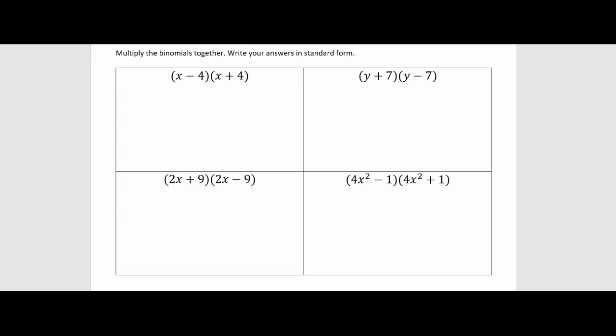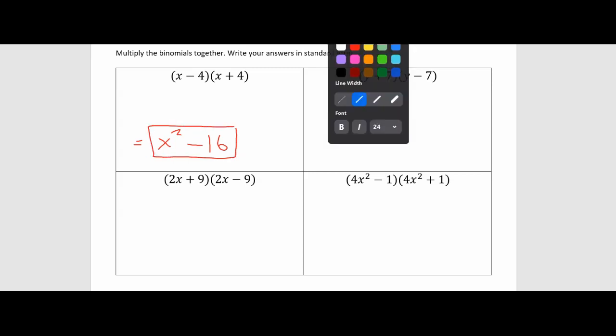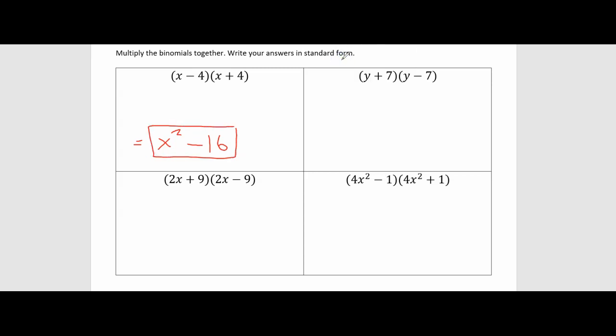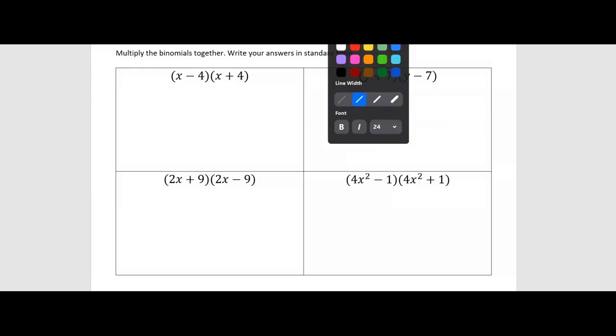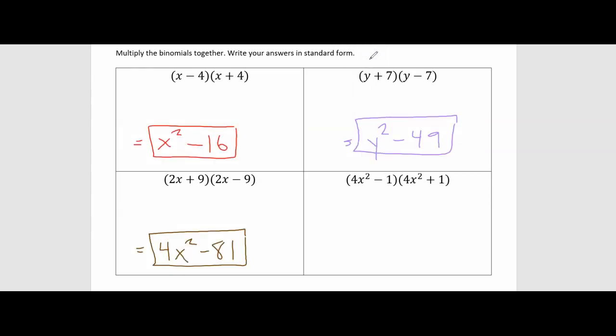All right, so if we look at our red answer, we are going to get x squared minus 16. That's our final answer for red. If we look over here, we'll do purple. That's going to be y squared minus 49. Down here in brown, we're going to get 4x squared minus 81. And in orange, we're going to get 16x to the power of 4 minus 1.